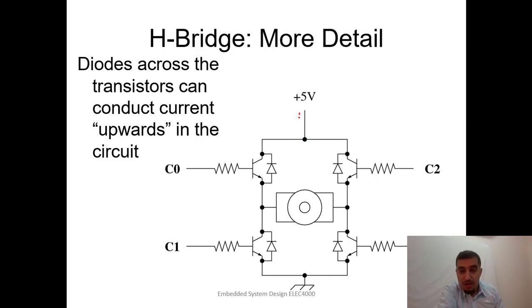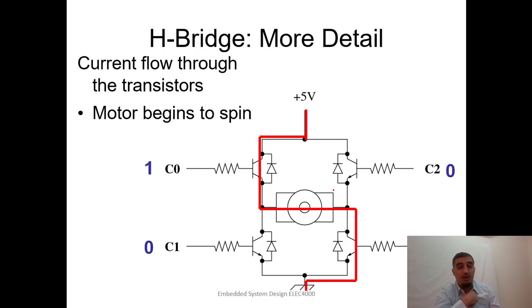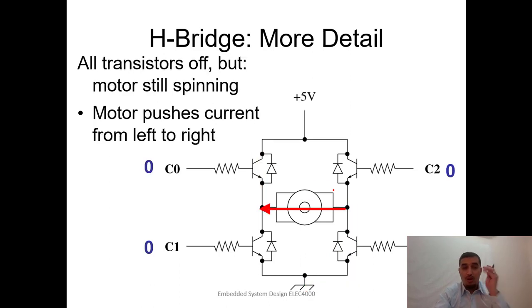Why? Remember, if the voltage is going through here, this diode will be off, so no problem. It will go here, it will go here. This diode will be off, and so on. And of course, all the diodes are off. Now, once all transistors are off, but the motor is still spinning.